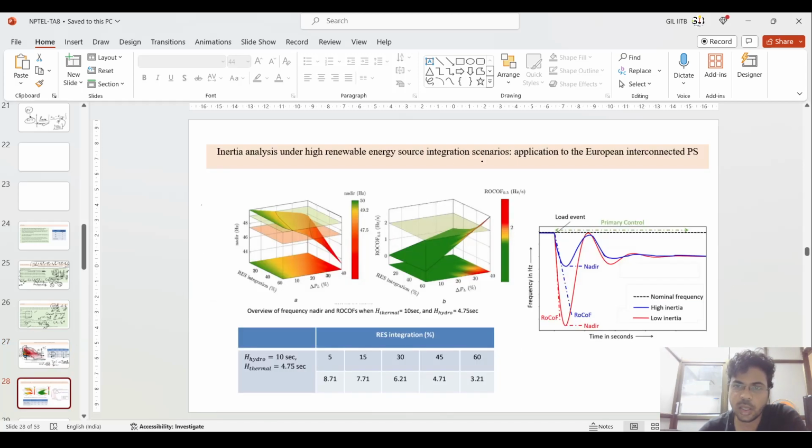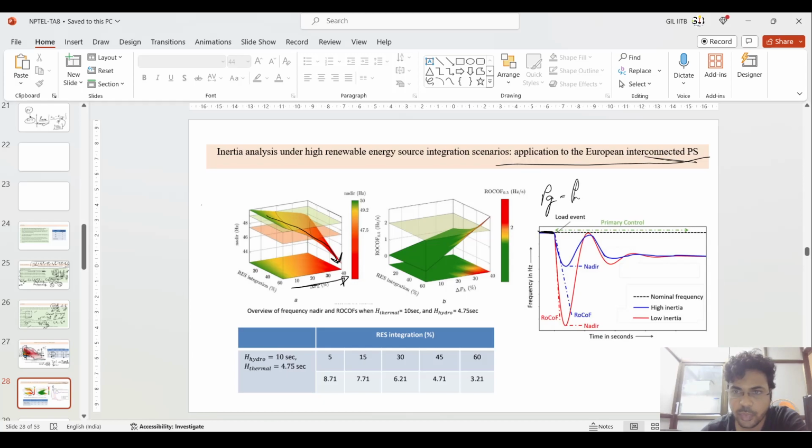So you need to utilize inertia support for this sudden change in frequency deviation, which has been explained here through the European interconnected power system. If you see this delta PL, if the delta PL change is happening, this is the frequency nadir curve. This frequency nadir got dropped down. If you see here, this nadir got dropped down.